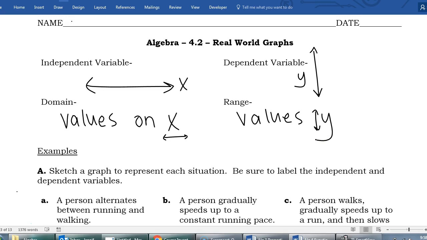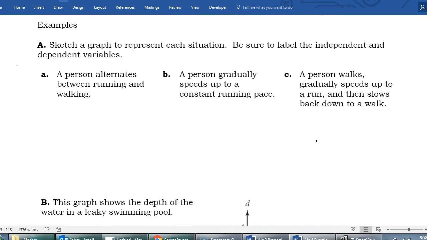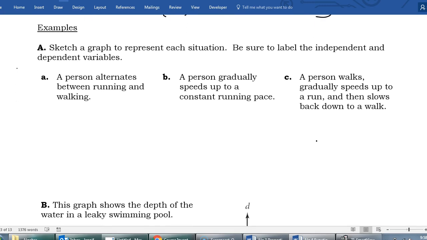So let's see if we can figure out which variables are independent and which are dependent. We have a situation here that says a person alternates between running and walking. We're going to sketch the situation, and we're going to label the variables. The variables in this case would be speed and time. Time would be our horizontal, and speed would be our vertical. We could use T and S if we wanted to, or just stick with X and Y.